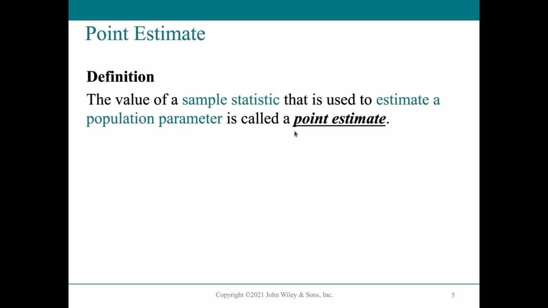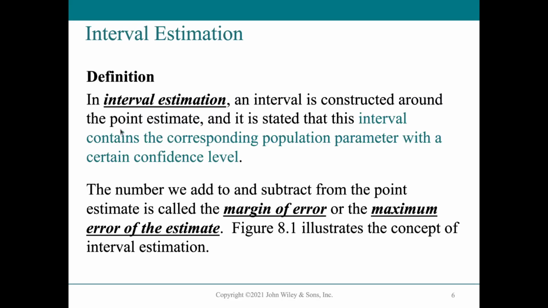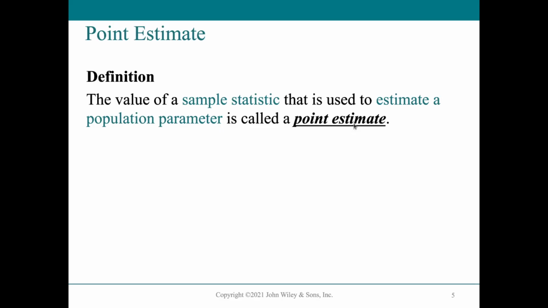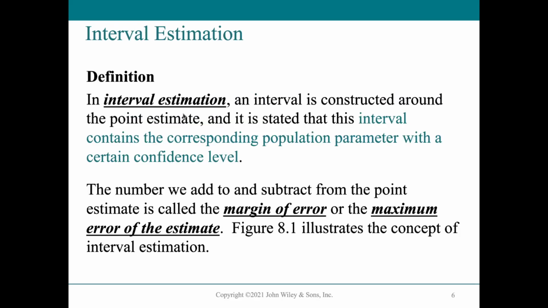We call it a point estimate because it's a single value of a sample statistic. For example, the sample mean is one digit, one point, one value. Now, having just a simple point estimate is not really quite accurate. So rather than doing point estimates, in order to properly provide information on the population parameter, we usually do interval estimation, where the interval is constructed around the point estimate.